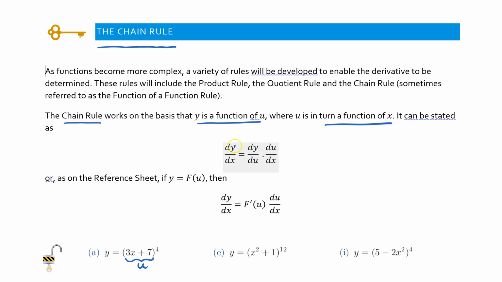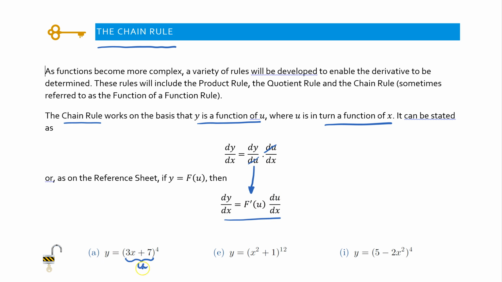So the chain rule says this, that dy dx is equal to dy du multiplied by du dx. So it's almost like ordinary fractions. You can imagine cancelling that out there, so it's all true. Dy dx equals dy dx. On the reference sheet it's written slightly differently, but same concept. So it's saying dy du equals f dashed of u, which is this symbol here. So dy du is the first differential of u, the capital F doesn't really make any difference, times du dx.